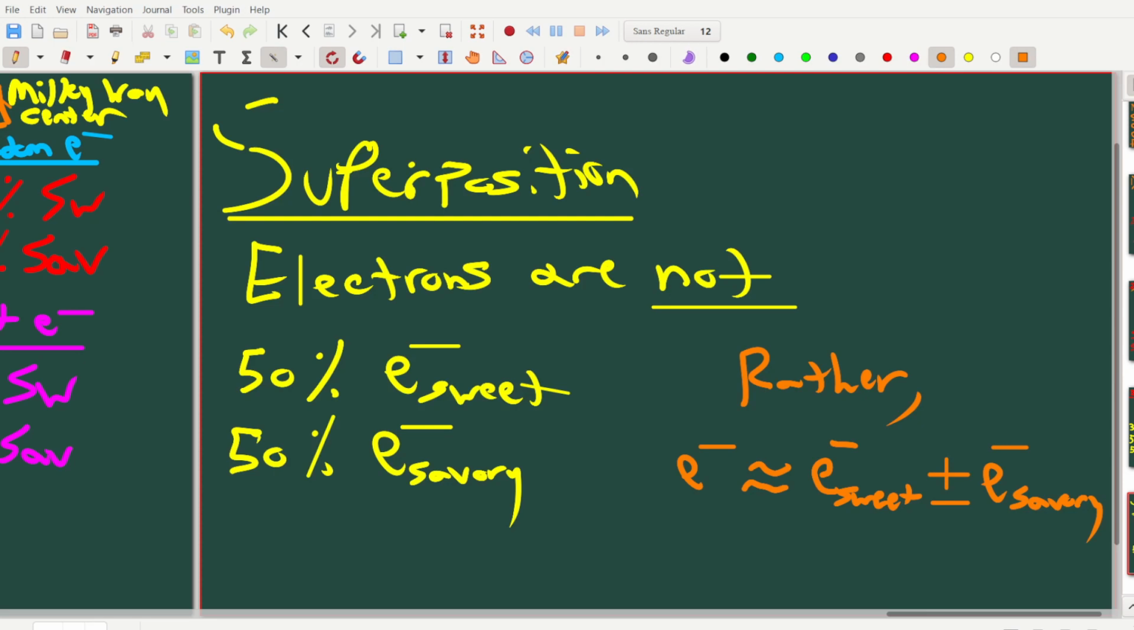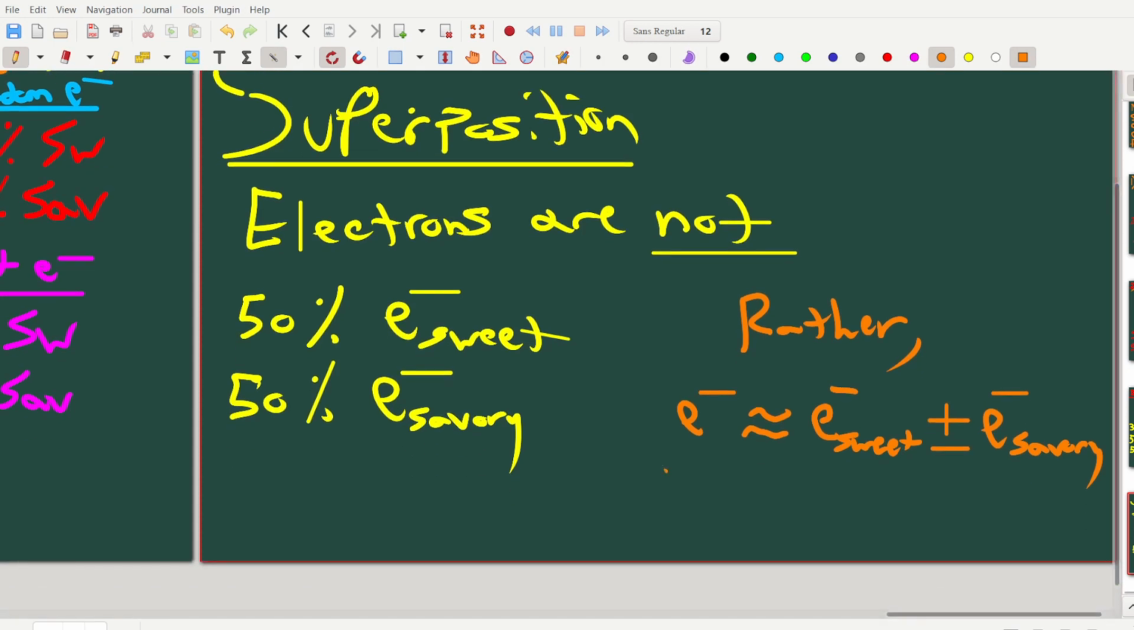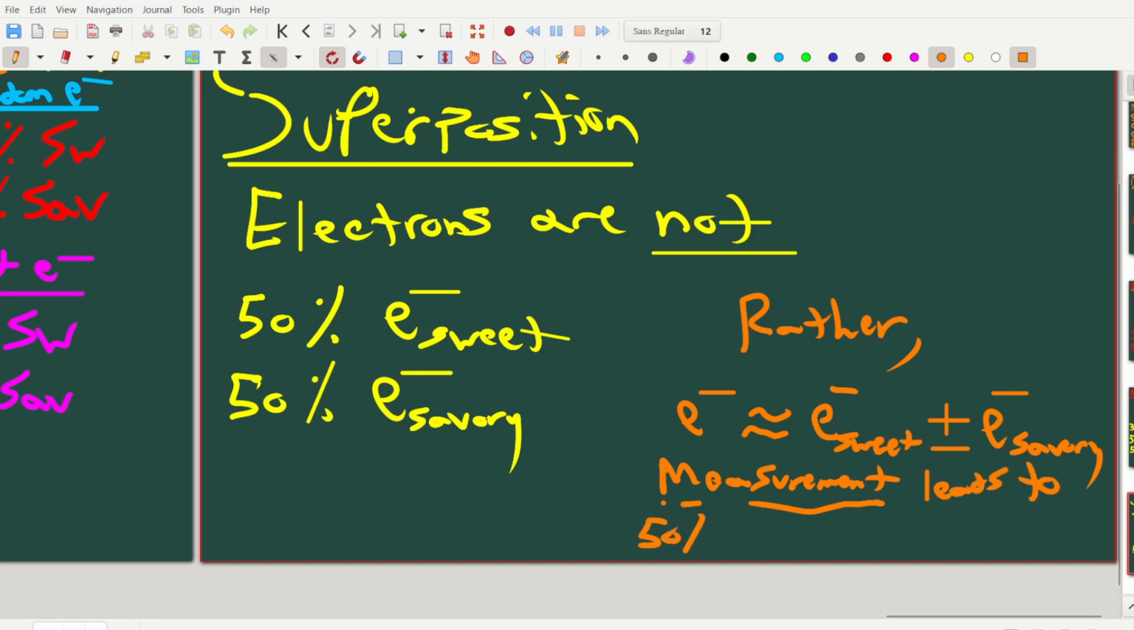That's the wrong way to think about this. Instead, every electron is both sweet and savory simultaneously. And when we measure the flavor of the electron, we write that very carefully, measurement leads to 50-50 probability of observing. Sorry, I ran out of space.